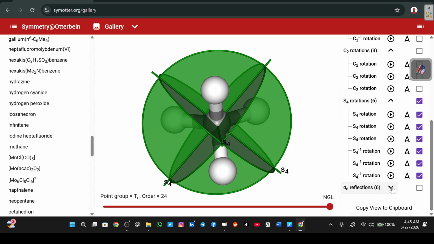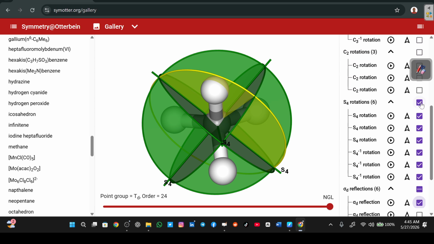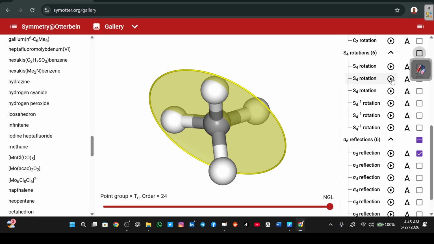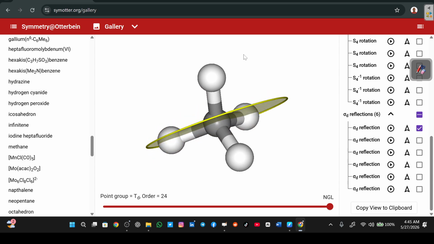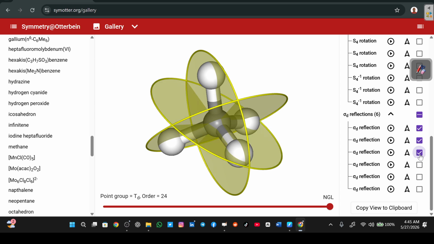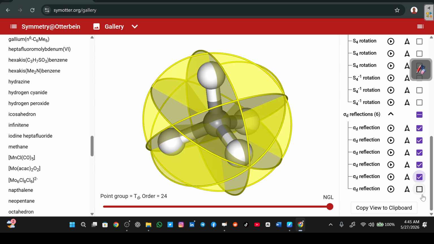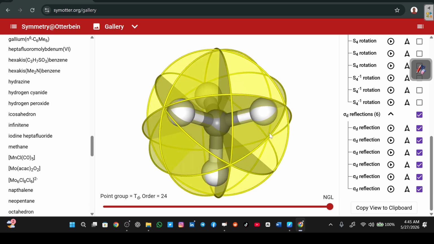We have a reflection, the dihedral planes. We have 6 of them, so we have 6 dihedral planes. We can visualize those. So that's how we visualize the dihedral planes. So that's the first dihedral plane, the second one, the third one. Keep in mind, what's a dihedral plane? A dihedral plane is a plane that cuts the angle between 2 subsidiary axes. So that's how we see it.